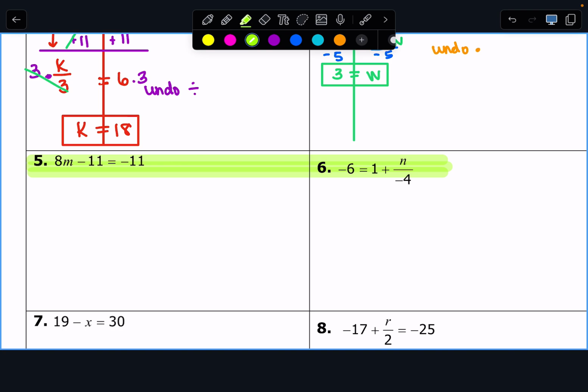So you have to drop your 8 down, right? Multiplication, times and divide. So divide both sides by 8. How are we going to undo that? Okay, Bernard, can you have a seat? So what's left? M plus, right?